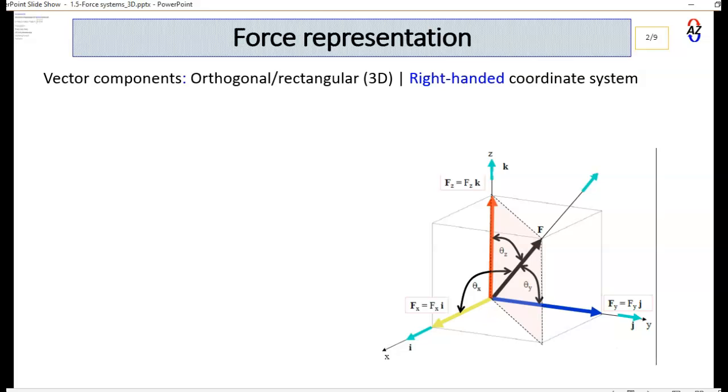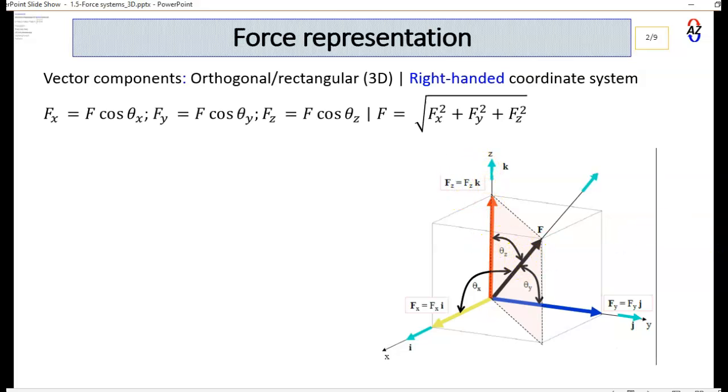So the force representation for 3D is such that the vector components are in an orthogonal system using the right-handed coordinate system, which is what we have here. This is the force F. This component in the x is Fx, which can be written as a scalar Fx times the basis vector in the x direction, and the angle it makes with the force F is theta x. Similarly in the y, this is Fy with the angle theta y, and also this is Fz with the angle theta z.